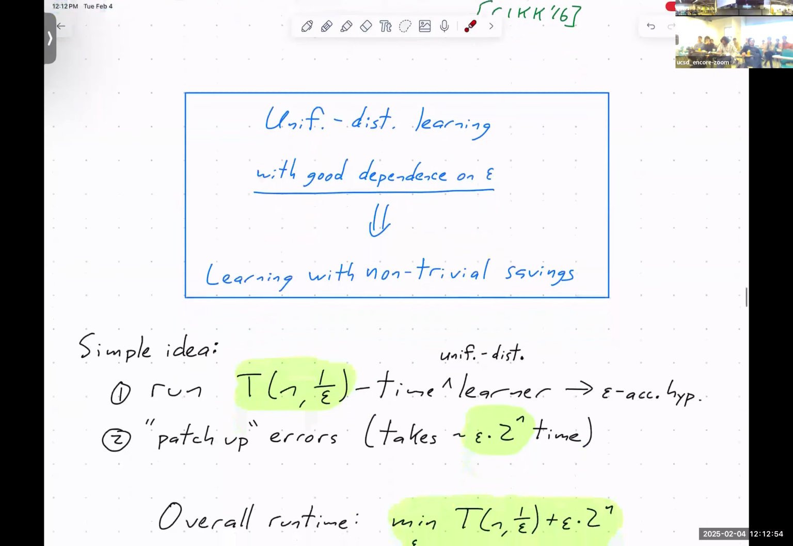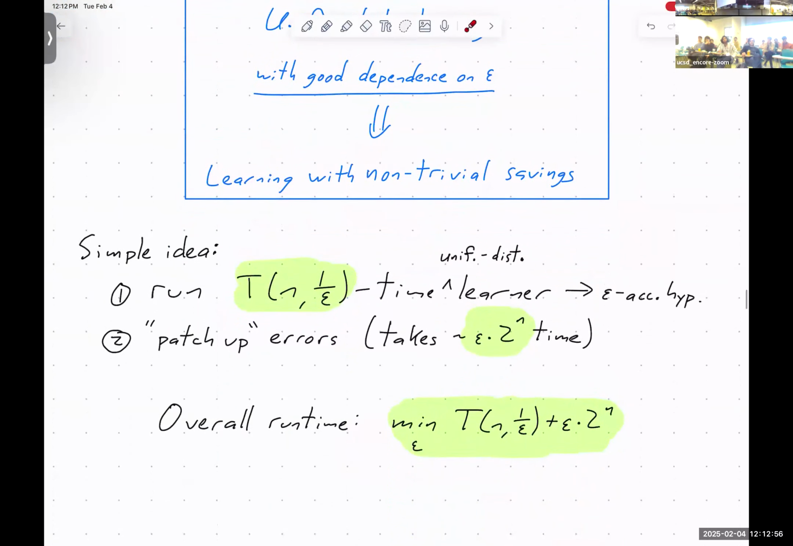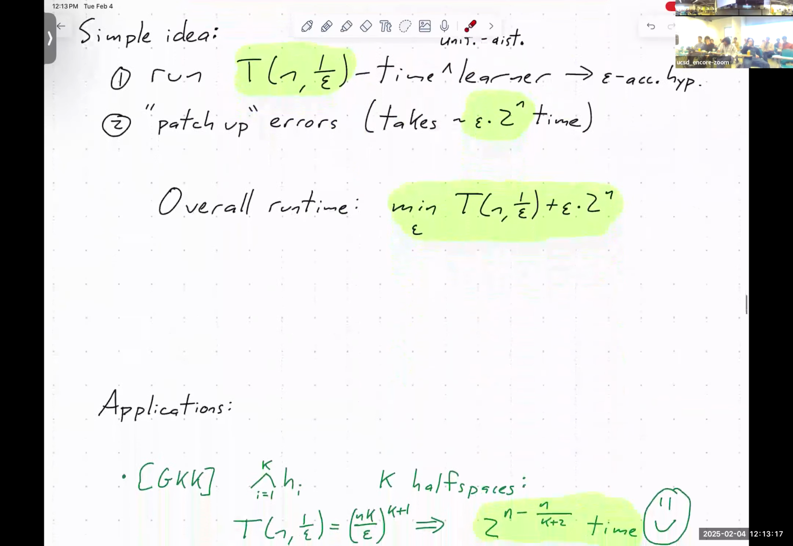So you trade off these 2 parameters, you say, okay, I'll choose the best epsilon, which makes the overall running time as small as possible. And you can see that in order for this to be a useful technique, your t of n, 1 over epsilon, the running time of the uniform distribution learning algorithm, better not have too lousy a dependence on epsilon. If it does, this isn't going to work. Okay, so we can go through this with a couple of examples.